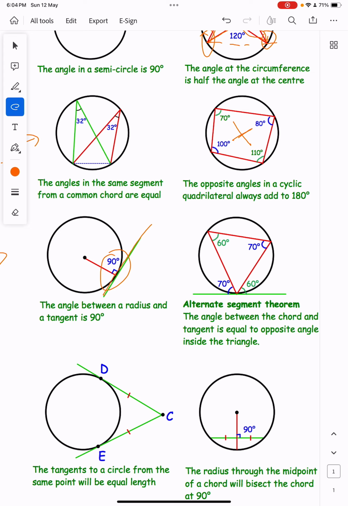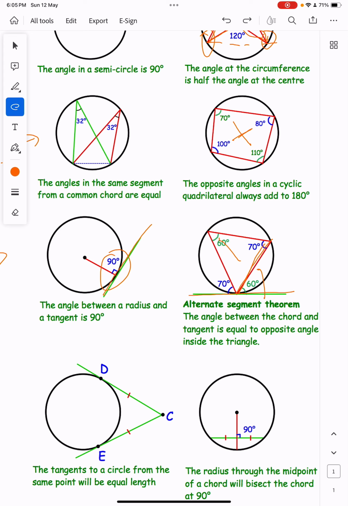The next one we have is the alternate segment theorem, where the angle between the chord and the tangent is equal to the opposite angle inside the triangle. So we have this tangent that's coming here, and if we look at this chord here, the angle between the chord and the tangent is 60 degrees, and then the opposite angle inside the triangle, which would be here, would be 60 degrees. So look at the chord and then the angle that that chord makes inside of the circle at the top, right? So the chord forming the base of your triangle, that angle is going to be 60 degrees.